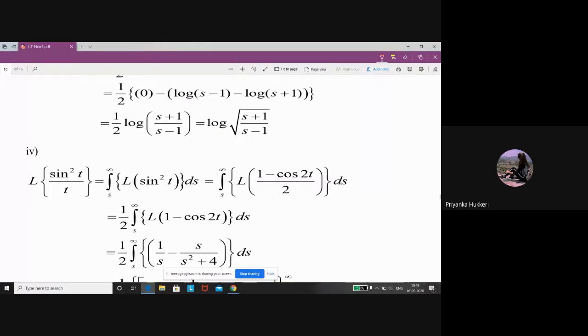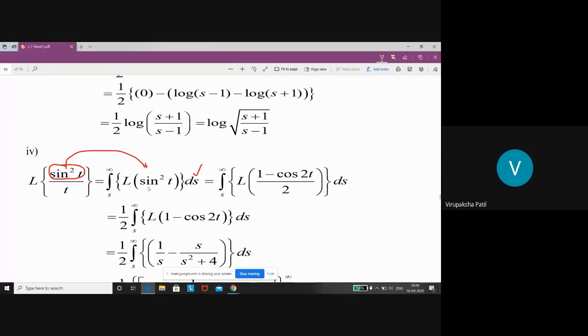Okay. Next example is finding the Laplace transform of t sine t square divided by t. See, if it is divided by t, definitely you are going to get, by using the third property, integration s to infinity with respect to s. No issues with that. Here we have to concentrate on this numerator part. If it is only sine t, you would have written the Laplace transform of that directly. But what is happening here? It is sine square t. So according to the rules, first we will write that down.